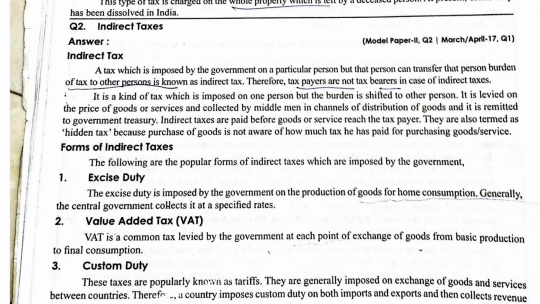Indirect tax is nothing but a tax where a taxable person can shift the taxability to other persons. A tax which is imposed by the government on a particular person, but the person can transfer this burden to another person, is called indirect tax. For example, if tax is imposed on me and someone else can pay it instead of me, we call it indirect tax. Indirect tax is also known as hidden tax, which can be shifted to other persons. Mention that. This is the introduction.